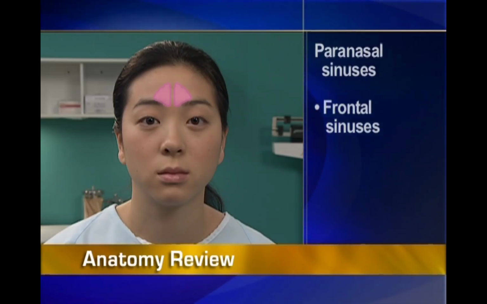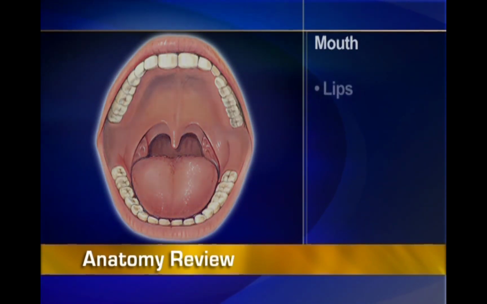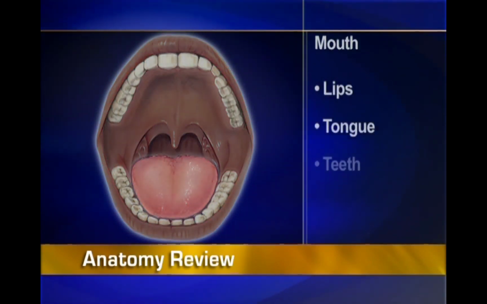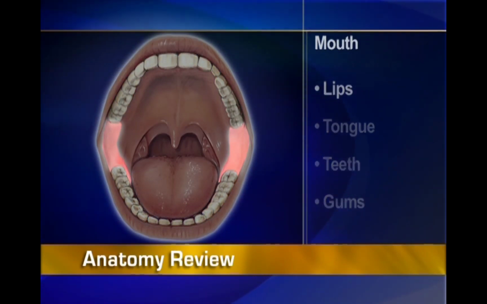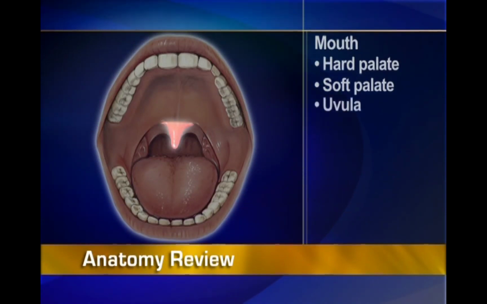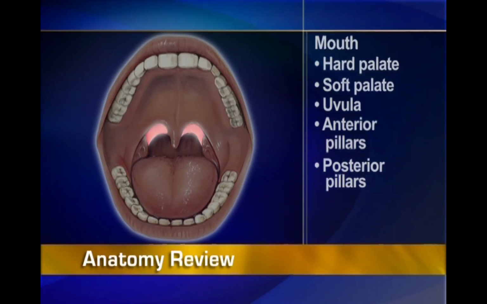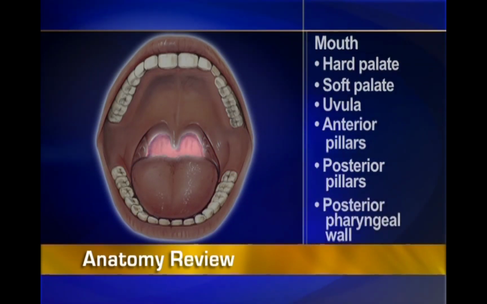Two pairs of air-filled paranasal sinuses are accessible for examination. The frontal sinuses lie in the frontal bone above and medial to the eyes. The maxillary sinuses are in the maxilla, or cheekbone, along the sides of the nasal cavity. The major structures of the mouth include the lips, tongue, teeth, and gums, as well as the hard palate, soft palate, uvula, anterior pillars, posterior pillars, and posterior pharyngeal wall.